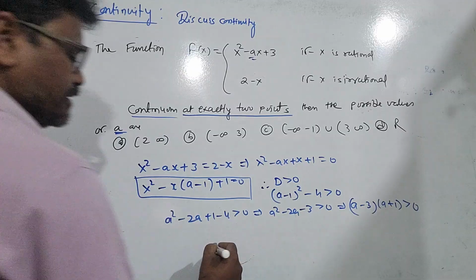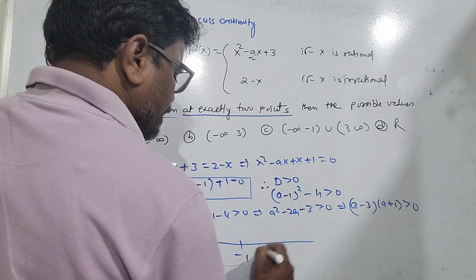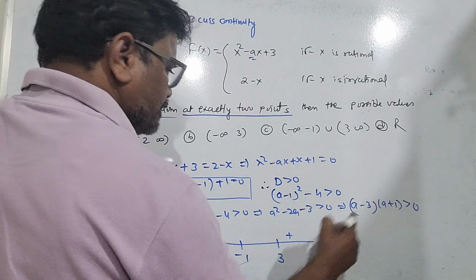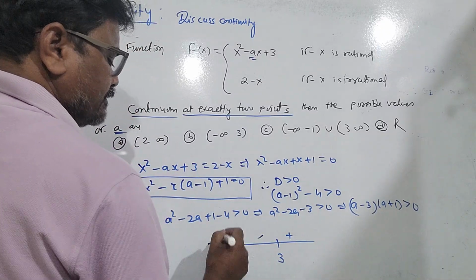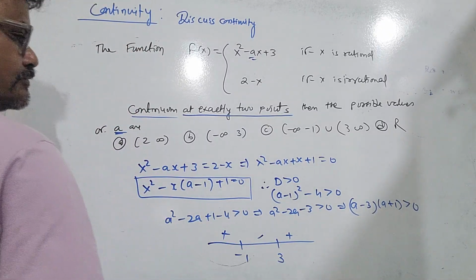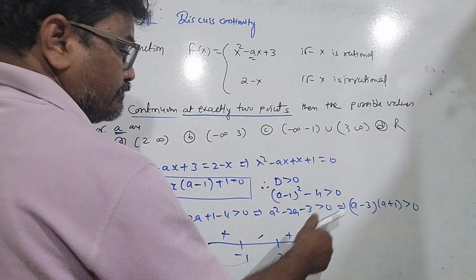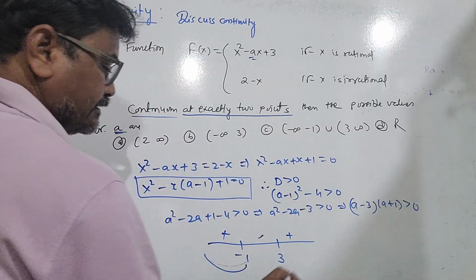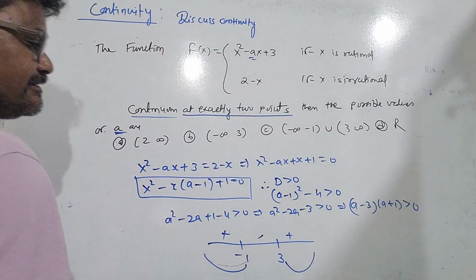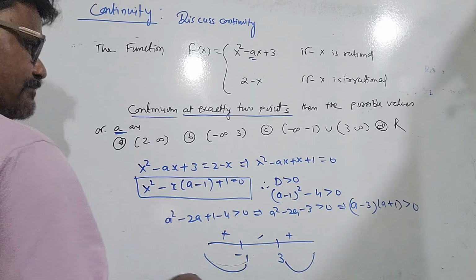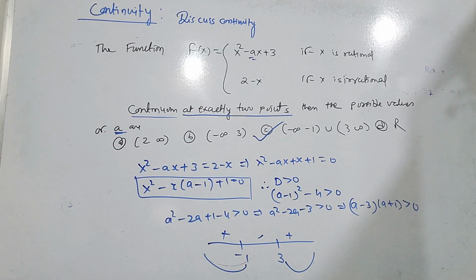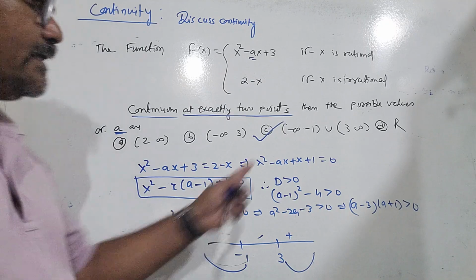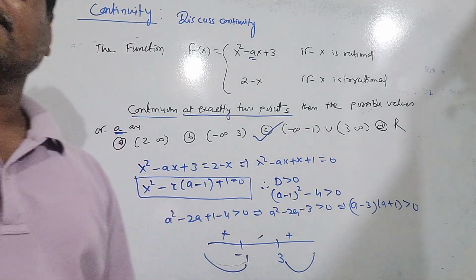So we can apply the wavy curve method here. The critical points are minus 3 and 1, and the expression is positive in the outer regions. This is positive when a is coming from this set and this set. Correct? And therefore we can say that the answer of this question is option C, that is minus infinity to minus 1 union 3 to infinity.